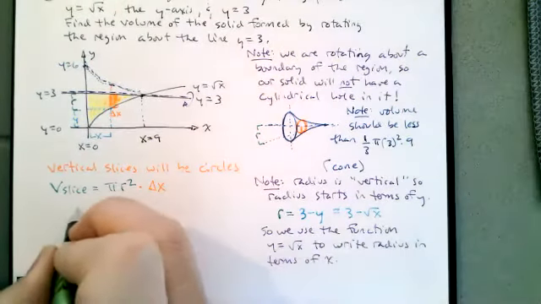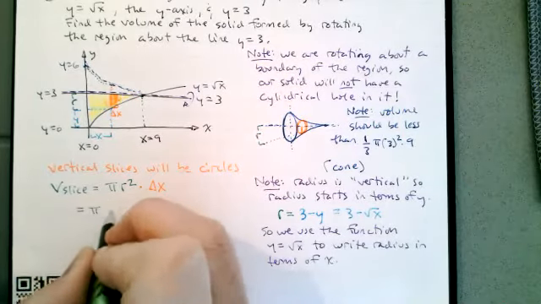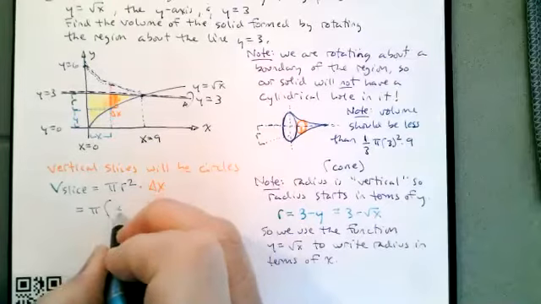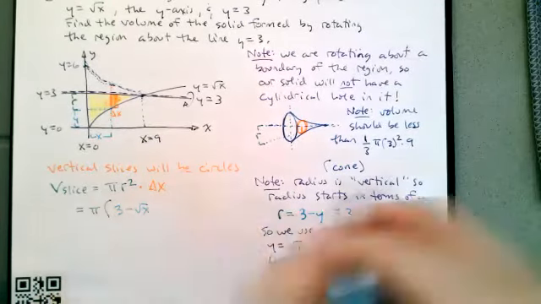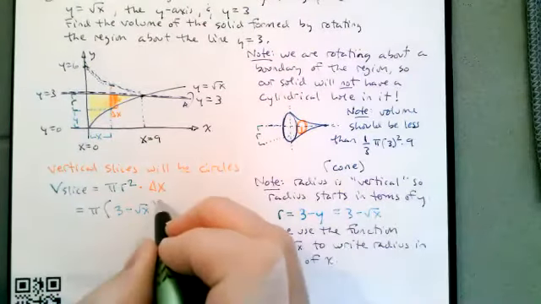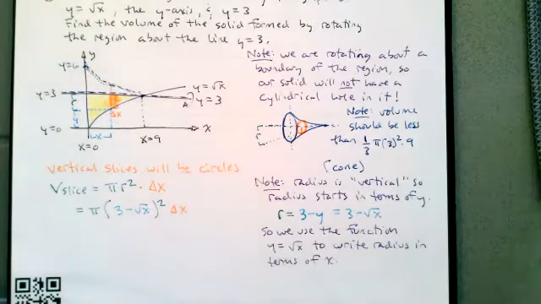So the volume of the slice is pi times the radius, which is 3 minus the square root of x, squared, times delta x. Now I'm ready to move this on to the total volume in a definite integral.